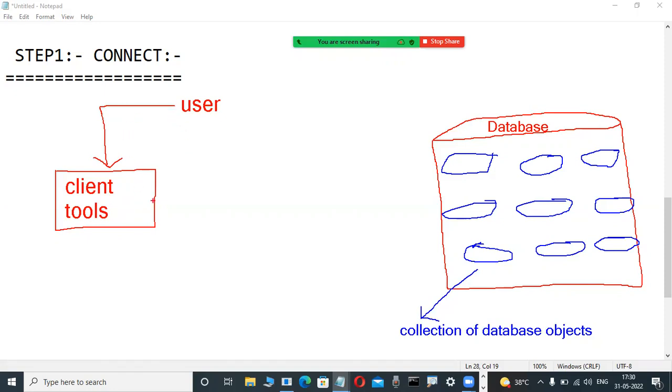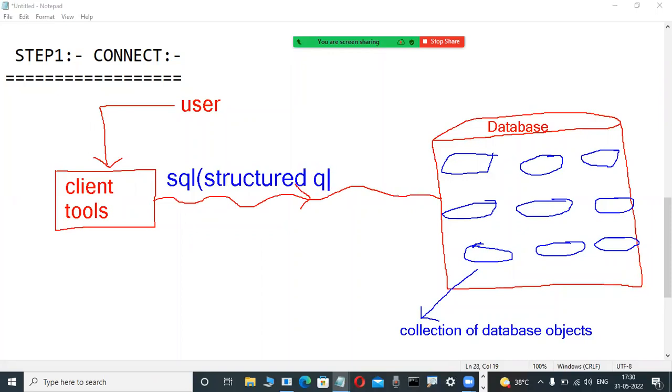Then only through this client tool, they communicate with the database, where the data is. I am also operating on the data by using one language. What is that language? SQL is the language. Here, structured query language. SQL is a language. In future you are learning it, no? So what is that structured query language we are learning? Structured query language, for example.